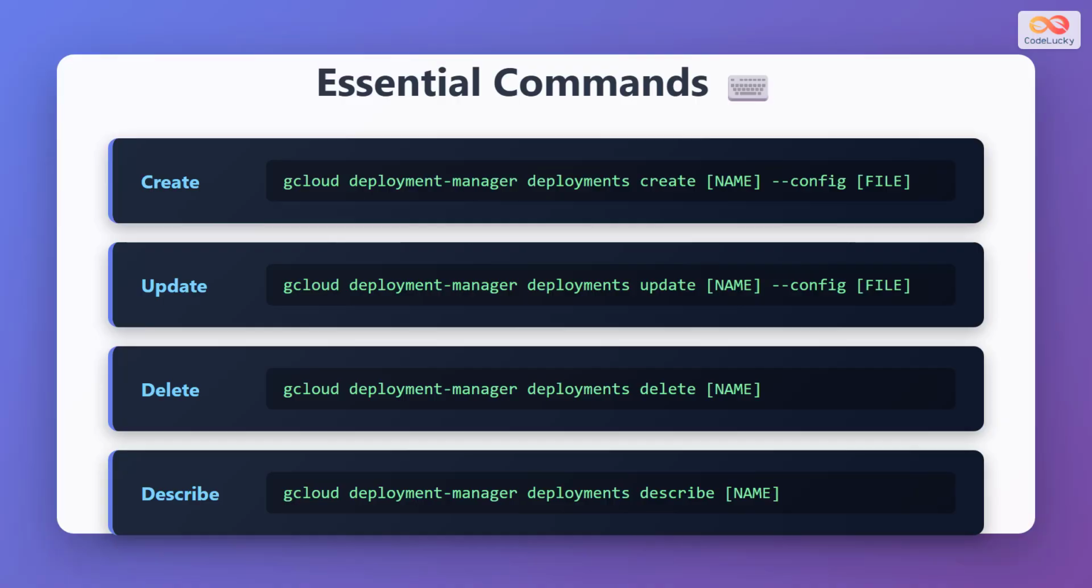Here are the essential commands you'll use with Deployment Manager. To create a new deployment, use gcloud deployment-manager deployments create, followed by your deployment name and the config file path. To update an existing deployment with changes, use gcloud deployment-manager deployments update with the deployment name and updated config file. To delete a deployment and all its resources, use gcloud deployment-manager deployments delete with the deployment name. And to view details about a deployment, use gcloud deployment-manager deployments describe. These four commands handle most of your day-to-day deployment operations.